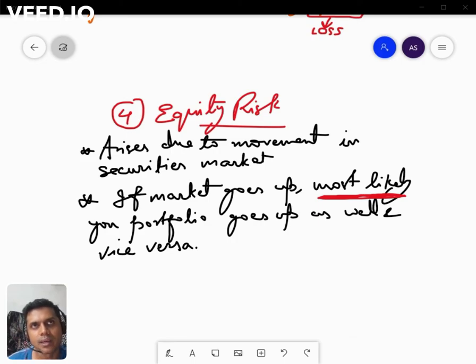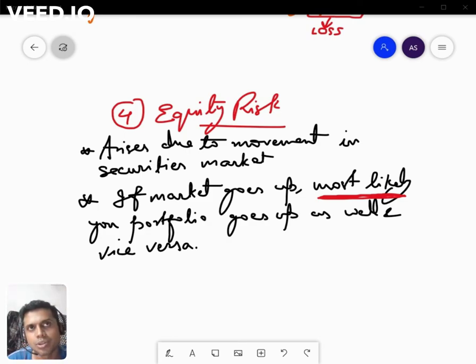Let's take an example from 2018. If you had a portfolio that constituted majorly tech stocks, let's say Facebook, Apple, Microsoft, etc., then during the famous 2018 tech crash, a major chunk of your portfolio might have been wiped out, right? And that was only because of the equity risk involved in the sale and purchase of the securities.